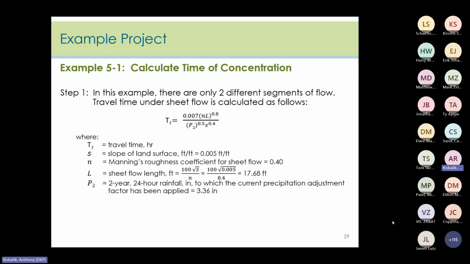So a slope of 0.5% is equal to 0.005 feet per foot, and that's for woods. The Manning's roughness for sheet flow in New Jersey is 0.4. So the sheet flow length is calculated by using the formula from the McEwen-Speece limitation criterion, and that comes out to 17.68 feet. And since this example is asking us to use the current rainfall data, as we previously saw, applying the 2-year design storm current precipitation adjustment factor to the 2-year 24-hour rainfall depth from the NOAA website results in a P2 of 3.36 inches.